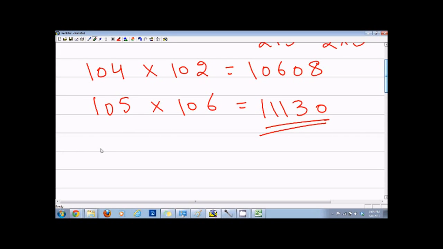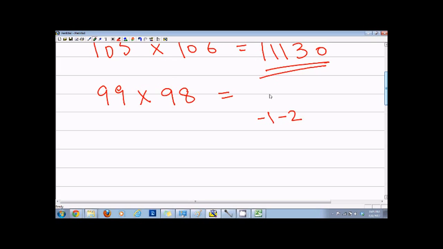If I have a number less than 100, for example 99, and I want to multiply by 98, in this case we have 1 less than 100 and here 2 less than 100. So what we have to do is first write -1 minus 2, and that is equal to -3. We subtract that from 100, so that will be 97, and then multiply these two numbers together: -1 into -2 is equal to 2. So the answer is 9702.